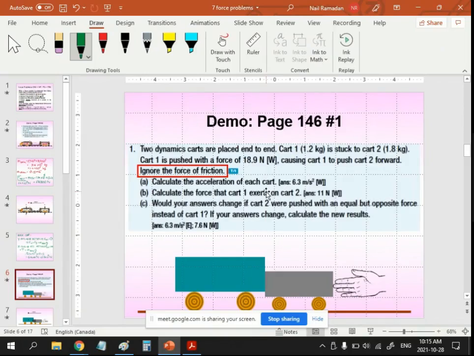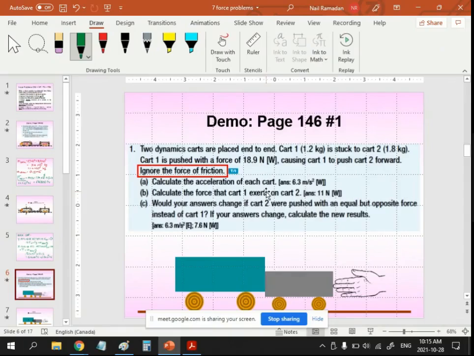Okay, everyone, let's read the problem. By the way, get used to those dynamics cars. How many people have seen dynamics cars before? Little boxes with wheels on them. Why do they have wheels? Just to minimize the friction when you do a kinematics problem. They are placed, which means they're actually in contact.